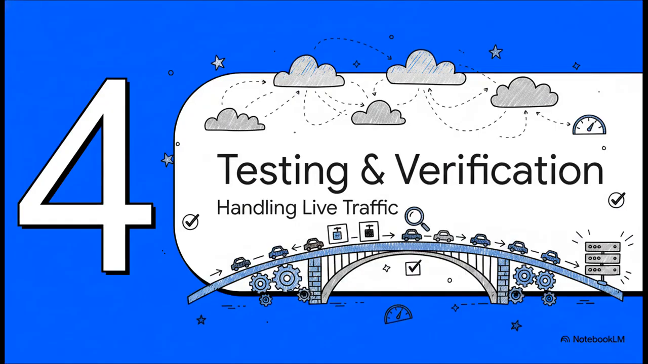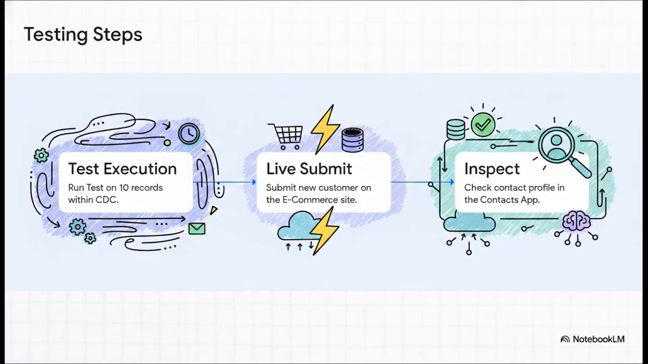Next up is Phase 4, testing and verification. It's time to see if this thing can actually handle live traffic. The documentation lays out a really seamless progression here, moving from a dry run right into a live end-to-end data test. First, you run a test execution on just 10 records natively inside CDC, just to make sure there are no massive structural errors right out of the gate.